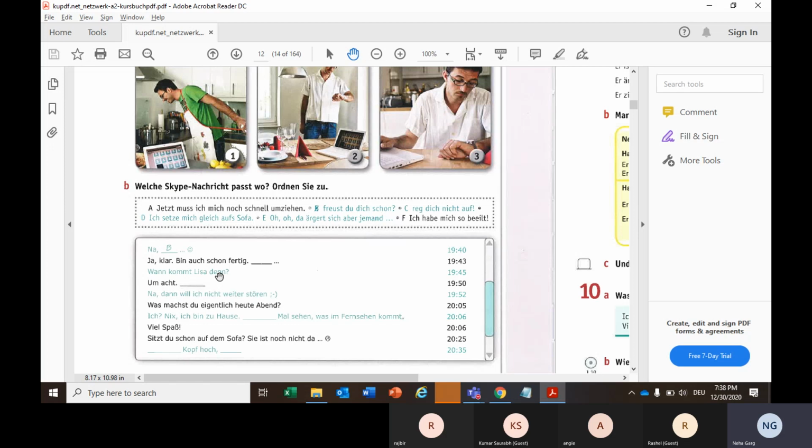Okay. Wann kommt Lisa denn? Then the friend is asking when Lisa is coming. He's saying at 8 o'clock. And then, ich habe mich so beeilt. Here it will come. He's saying at 8 Lisa is coming, and I have hurried a lot. Like in all the hurry, he did all the preparations.